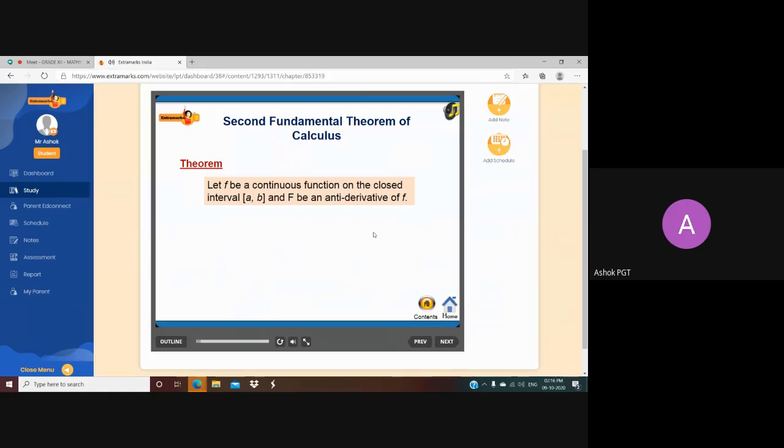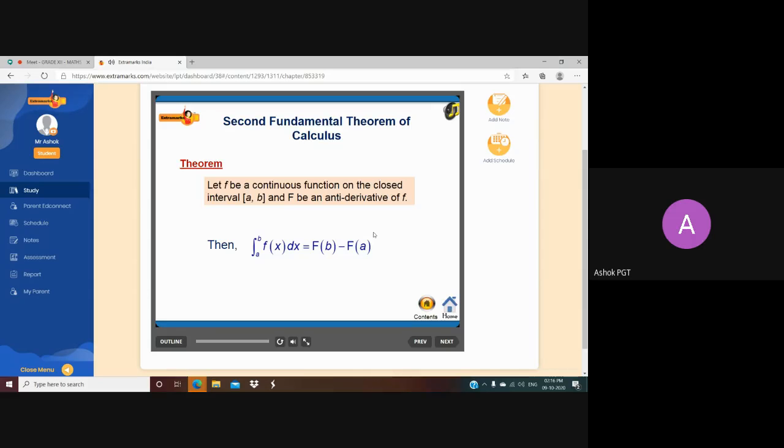Students, next. Second fundamental theorem of calculus. Theorem: Let f be a continuous function on the closed interval [a, b] and F be an antiderivative of f, then the integral of f(x) over the closed interval [a, b] is equal to F(b) minus F(a).